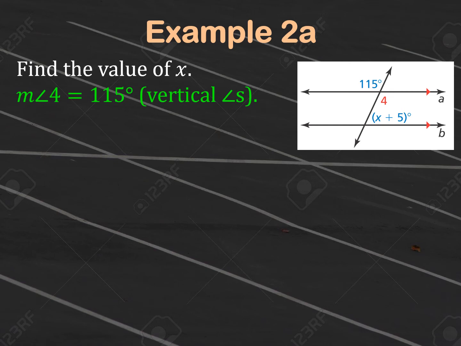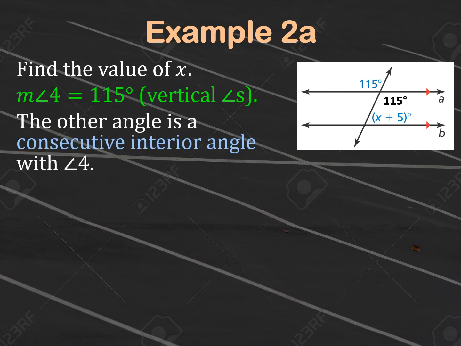Notice that we have a transversal and that the lines A and B are parallel based on the little arrow, the red arrow. So vertical angles are congruent. So angle 4 is 115 degrees. Let's mark that down. Finally, the other angle, the angle that's missing, the x plus 5, is a consecutive interior angle with angle 4.